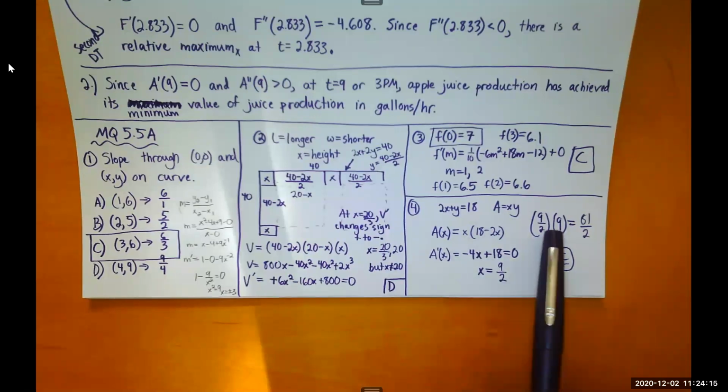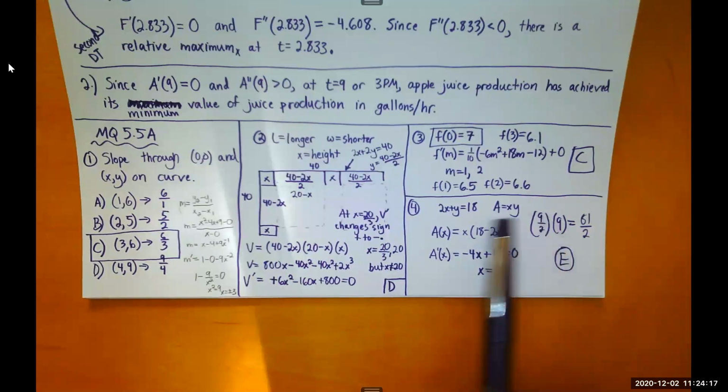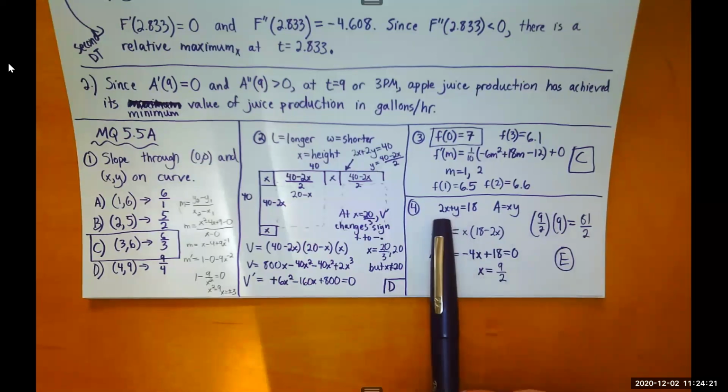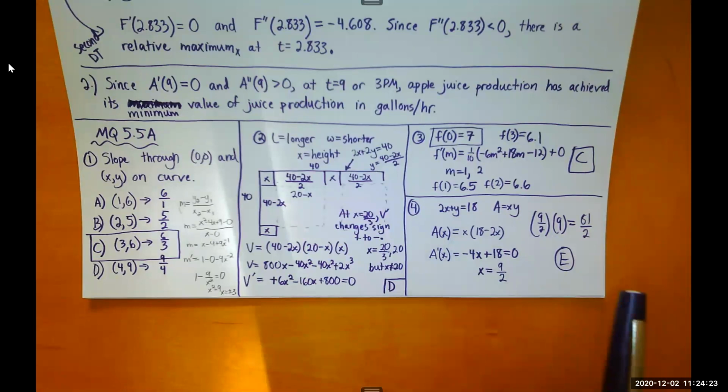I got 9 halves, and then if x is 9 halves, multiply that by 2, subtract it from both sides. Y is 9, multiply those together, you get 81 halves, whatever the units are, square feet.